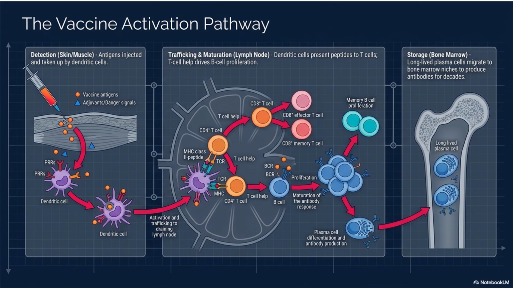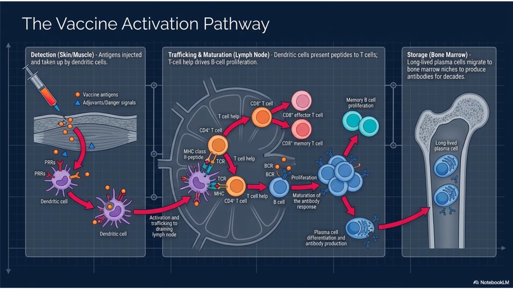Antigen-presenting cells are immune cells that pick up foreign material and show pieces of it to lymphocytes, almost like presenting evidence of bad material or bad cells. Those cells then move to the second stage, trafficking to the lymph nodes. This is where the real immune education happens.